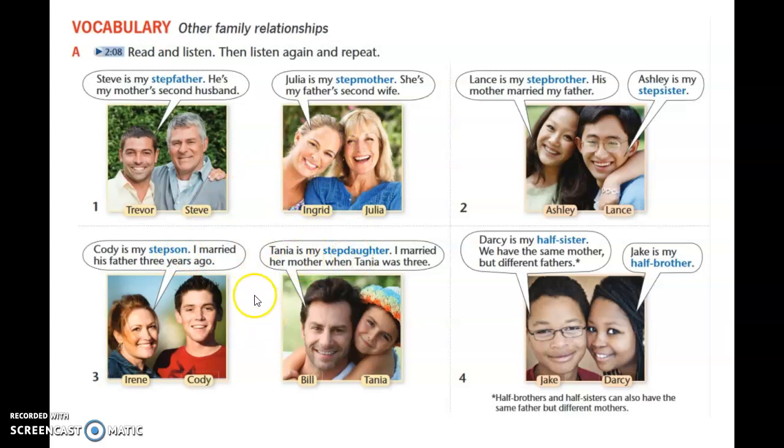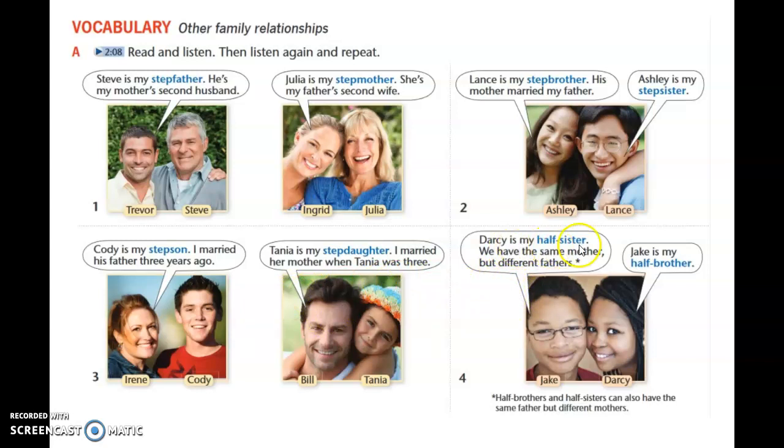is no blood relationship. That means there is not a blood relationship. But let's have a look at these sentences.